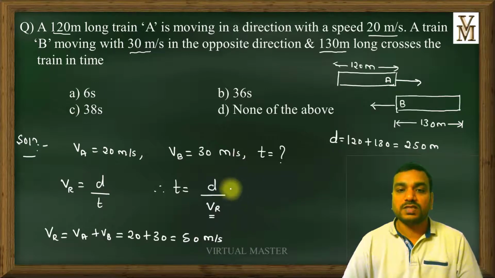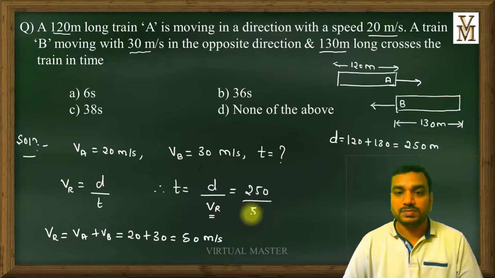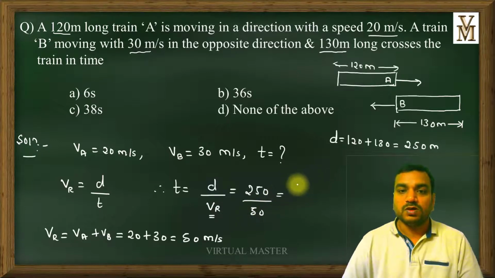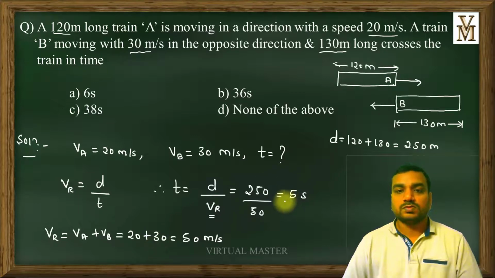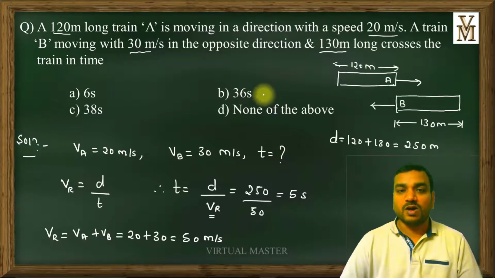So if I substitute the values of D and VR here, then D will be equal to 250 meters and VR is 50 meters per second. After simplification I am going to get T equal to 5 seconds. So the correct answer is option D, none of the above.